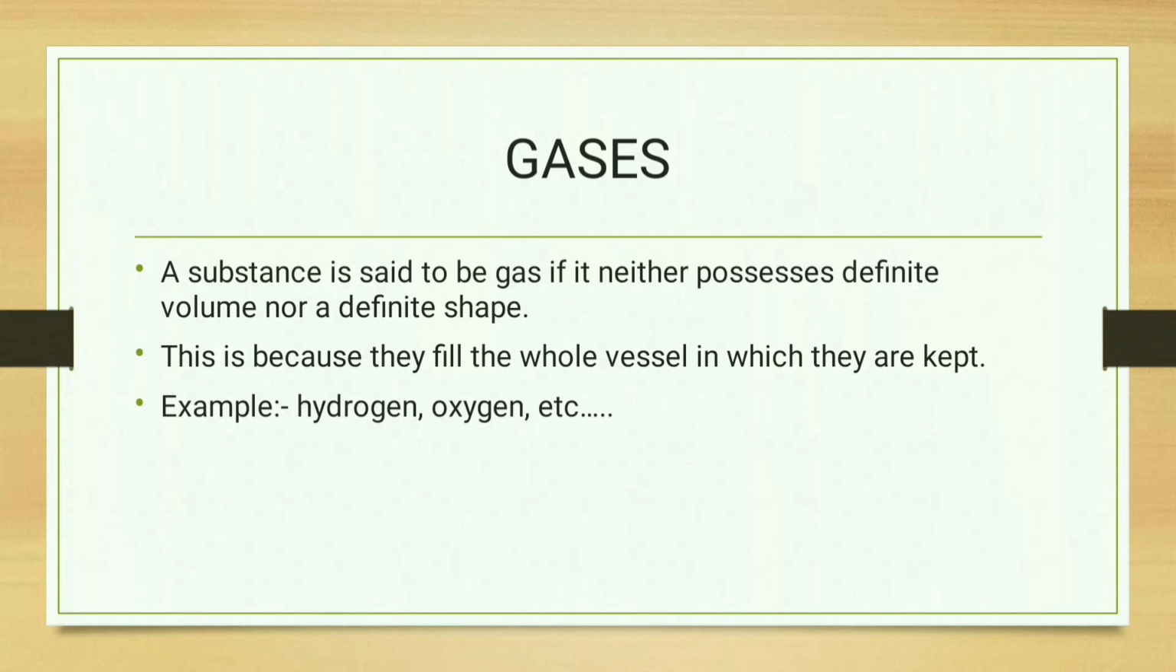Then we have gases. A substance is said to be gas if it neither possesses definite volume nor a definite shape. Now, in solid, we have a definite volume and a definite shape. In liquid, we have definite volume but no definite shape. In gases, we don't have definite volume nor a definite shape. This is because they fill the whole vessel in which they are kept. For example, we can take hydrogen, oxygen, the oxygen cylinders.